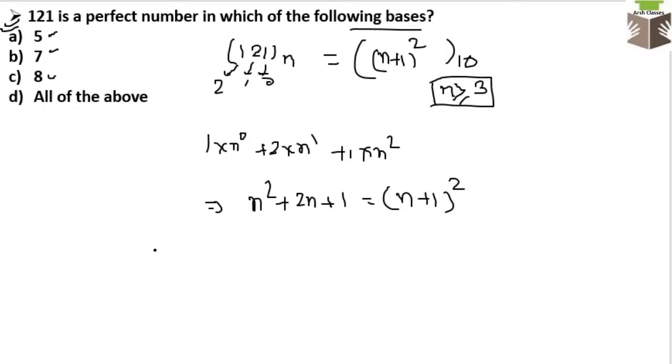If you want, you can check 121 written in base 5. 5 square is 25, plus 2 into 5 is 10, plus 1, and you will get 36. Or from here you can say (5 plus 1) whole square is 36. For 7, (7 plus 1) is 8, so this is 64. For 8, (8 plus 1) is 9, so this is 81. Whatever value you write, you will definitely get a perfect square. So the answer is all of the above: 121 will be a perfect square in all the bases 5, 7 and 8, in every base, guys.